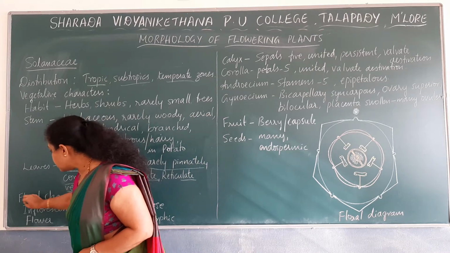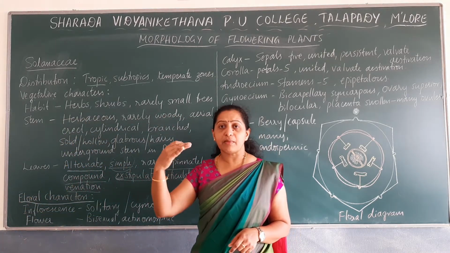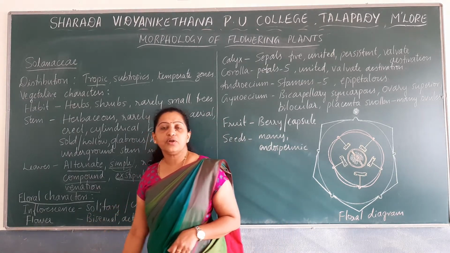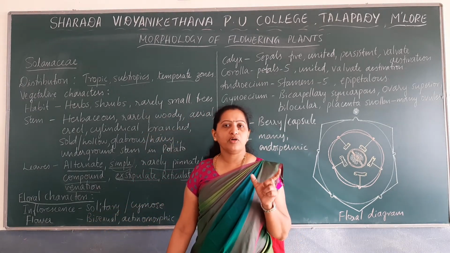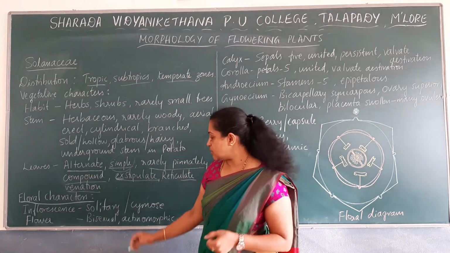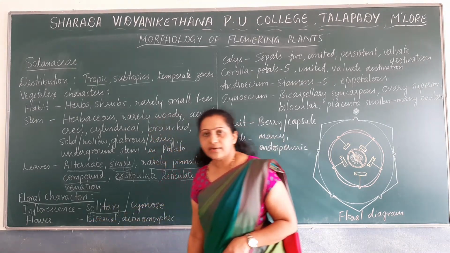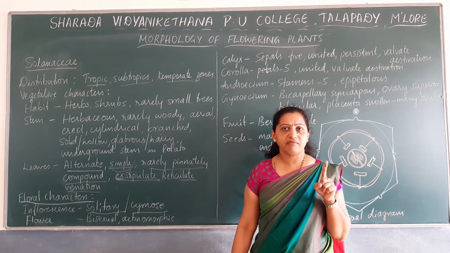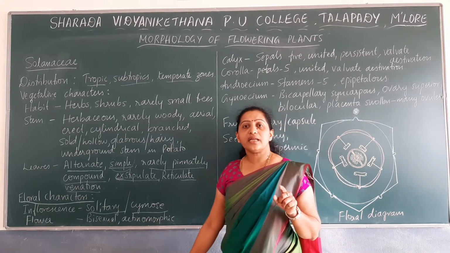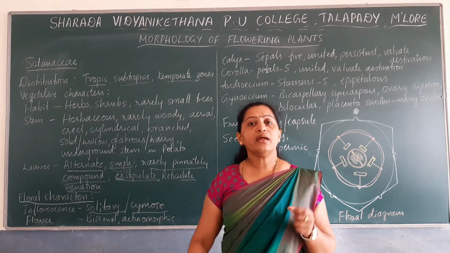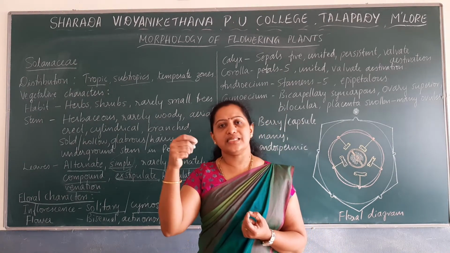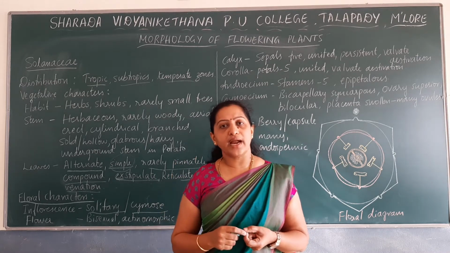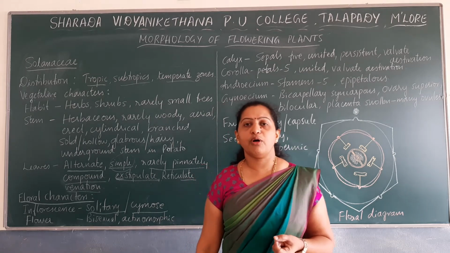Next, floral characters. After vegetative characters, we have to describe the floral characters. Among the floral characters, first we have to note down the inflorescence. How is the inflorescence? The inflorescence may be solitary or it may be cymose. Solitary means having a single flower. Cymose is the type of inflorescence where the floral axis has limited growth and the older flower is formed at the tip and the younger flowers are formed towards the base.